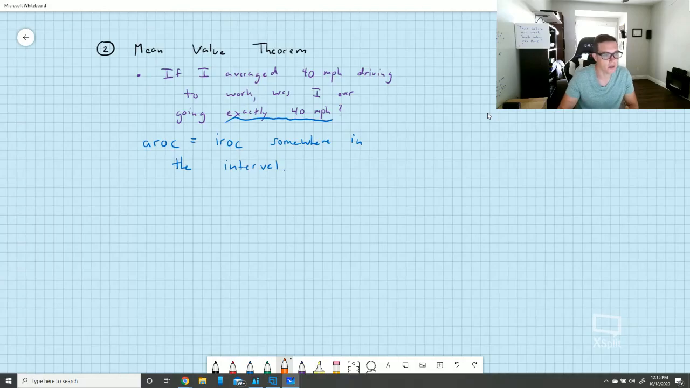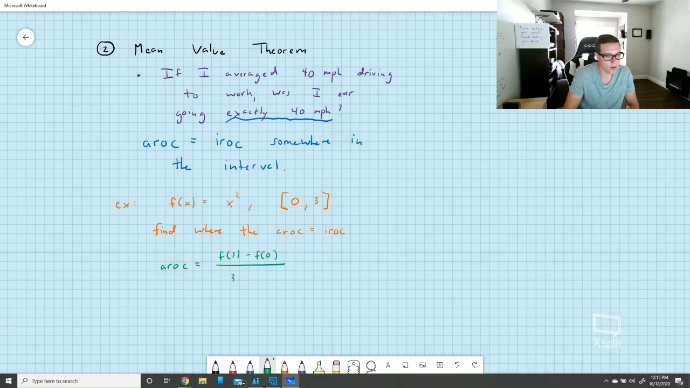So here's an example. This is the one that you'll see going forward. If I give you a function over the interval 0 to 3, find where the average rate of change equals the instantaneous rate of change in this interval. Okay, so first thing you should do is find the average rate of change. That is f of 3 minus f of 0 over 3 minus 0, which is 9 over 3, which is 3. So the average rate of change is 3.